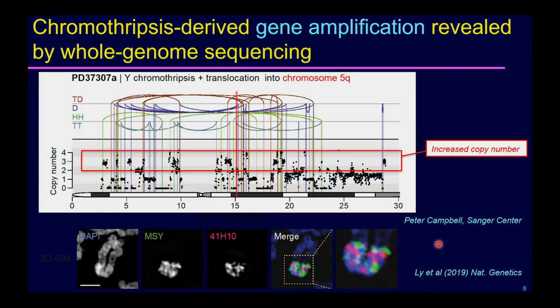And partnering with Peter Campbell at the Sanger, we did whole genome sequencing of about 50 of these. And what we learned very quickly was, indeed, by selecting for that growth advantage, the retention of the neomycin resistance gene, you get chromothripsis. And it's easy to see the pieces and the wild rearrangements you can generate here, from the piece of the Y now joining a different autosome, chromosome 5.